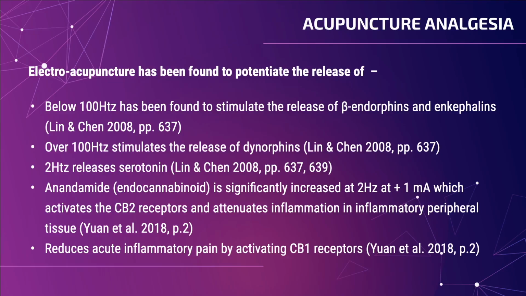And then if we bring electroacupuncture into it, which is where we use a TENS machine and attach it to the needles to stimulate the points, below 100 Hz has been found to stimulate the release of beta endorphins and enkephalins, while over 100 Hz stimulates the release of dynorphins. 2 Hz releases serotonin. And anandamide, one of the endocannabinoids, is significantly increased at 2 Hz and plus 1 milliamp, which activates the CB2 receptors and attenuates inflammation in inflammatory peripheral tissues. It also reduces acute inflammatory pain by activating CB1 receptors.